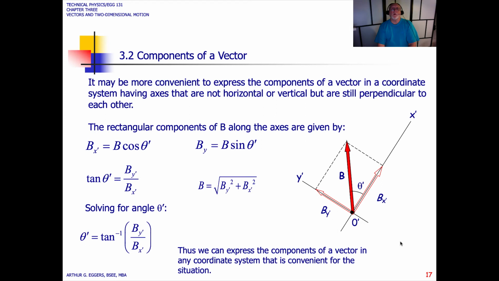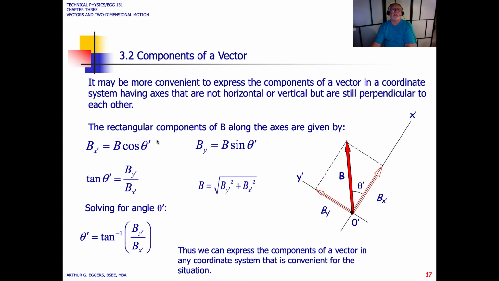It may be more convenient to express the components of a vector in a coordinate system having axes that are not horizontal or vertical, but are still perpendicular to each other. So you can see what we've done here is we've taken our original relationship and we've tilted it up off of the x-axis. Sometimes this just makes the math easier.